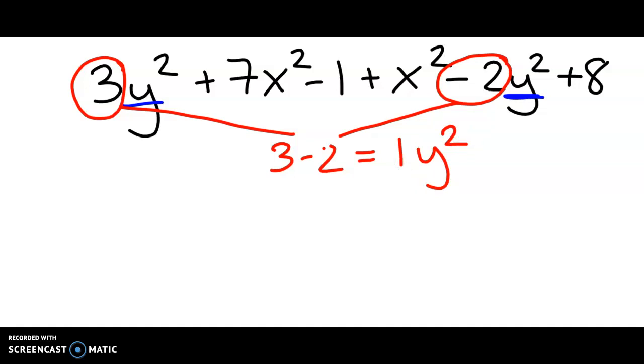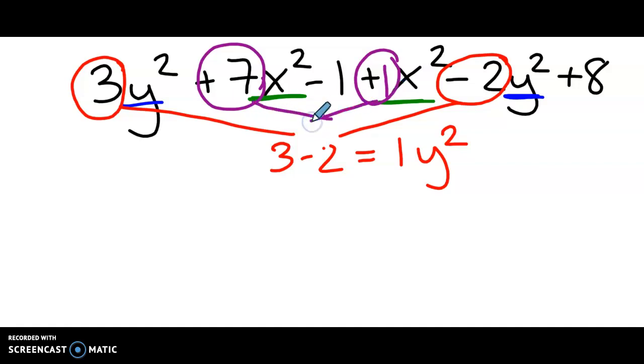Then we have our x squareds that we want to combine. Again, we just want the number in front. So we're looking at what is in front of that x squared. That's what we're going to combine together. If there's nothing in front of it, there's an imaginary one. There's an understood 1 x squared there. So we're going to combine these, and we really need to do 7 plus 1. 7 plus 1 gives us 8x squared.